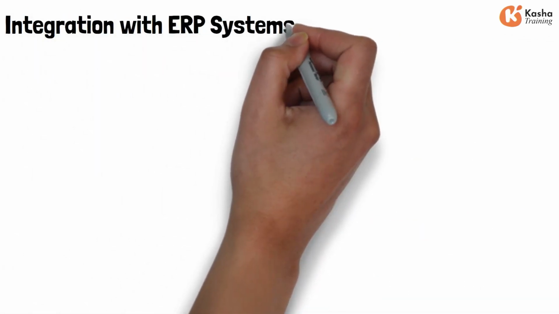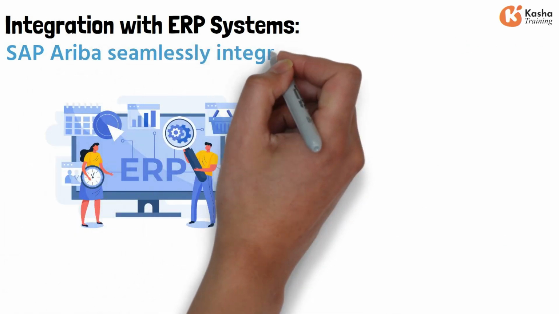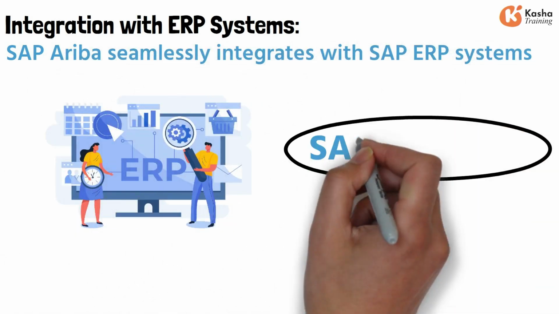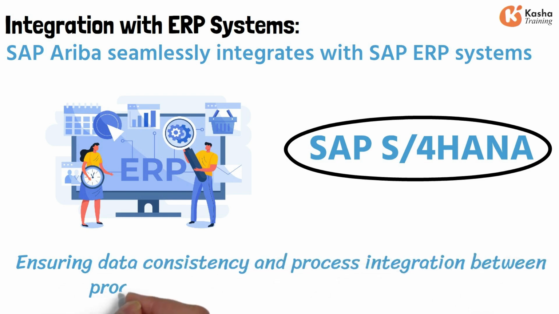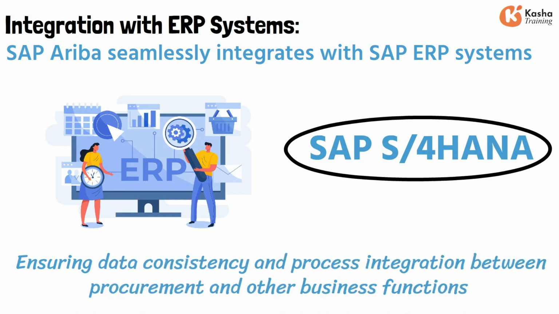Integration with ERP systems. SAP Ariba seamlessly integrates with SAP ERP systems, such as SAP S/4HANA, ensuring data consistency and process integration between procurement and other business functions.